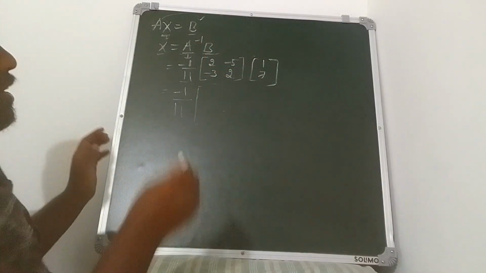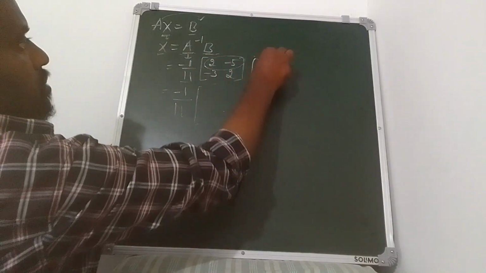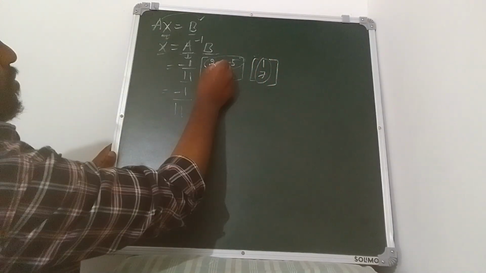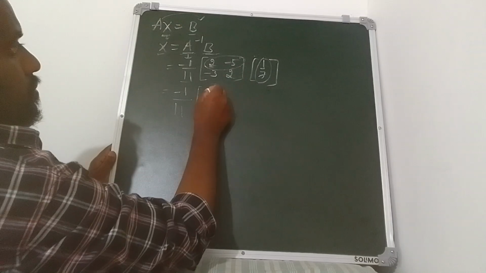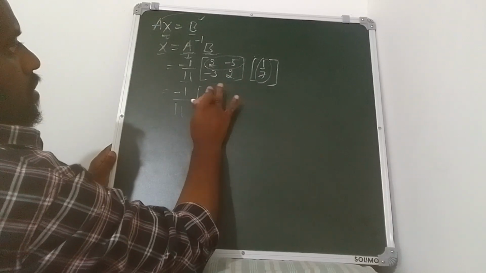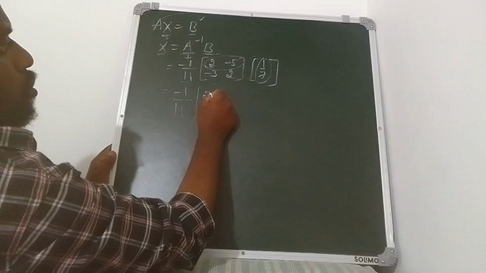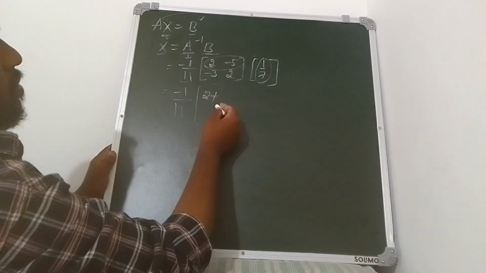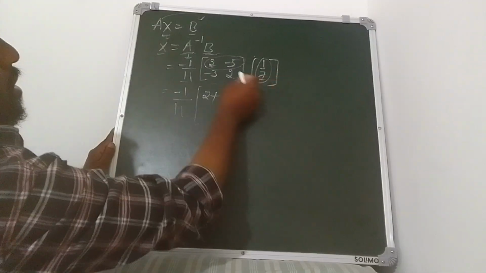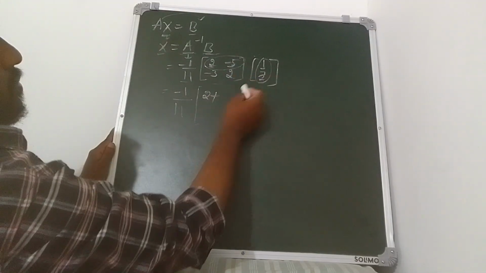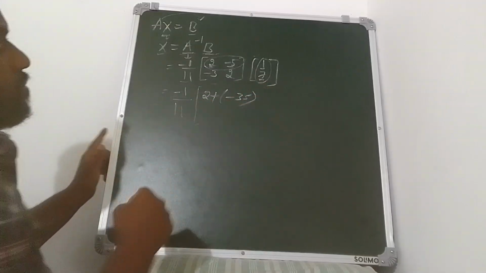So matrix multiplication. Consider this first row and this first column. This is first element, here first element. So 2 into 1, 2. You have to put plus. Next consider this second element. Minus 5 into 7, minus 35.